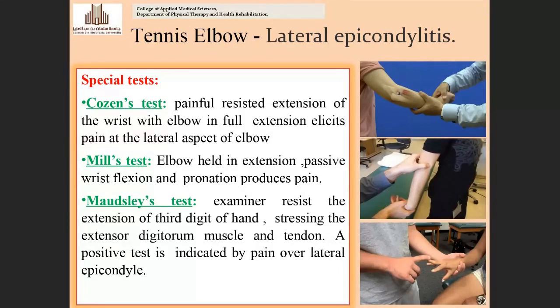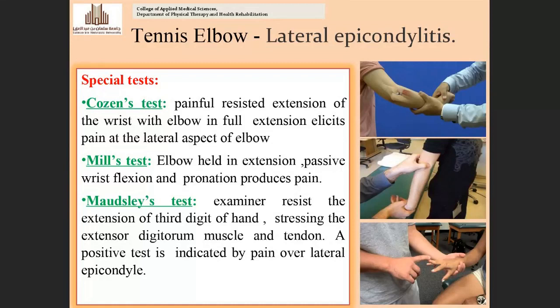When you suspect a person with tennis elbow, there are a few very simple tests which will be helpful to identify the issue. The first test is known as Cozen's test. How is it performed? We ask the person to do resisted extension of the wrist with the elbow in a fully extended manner, which produces pain at the lateral aspect of the elbow. This is a very simple test which will be helpful to identify tennis elbow.